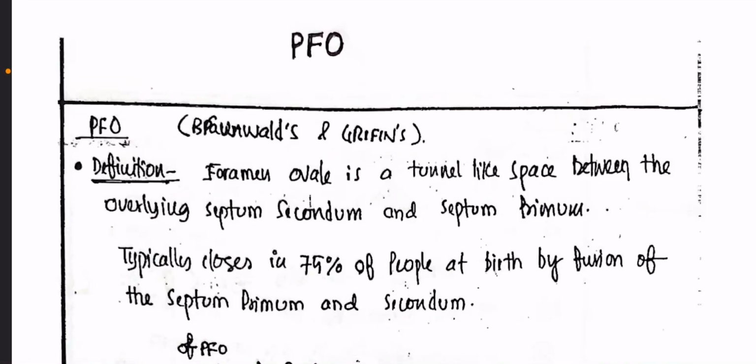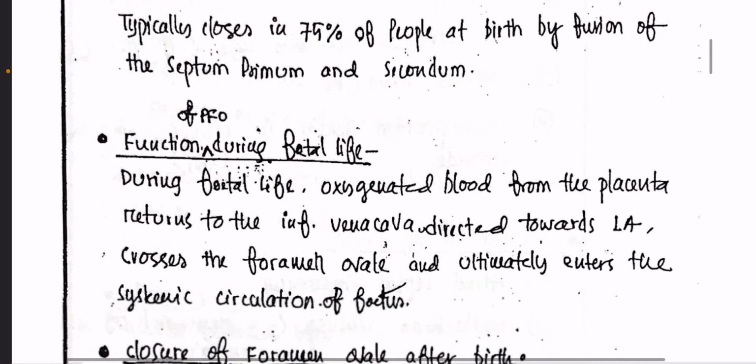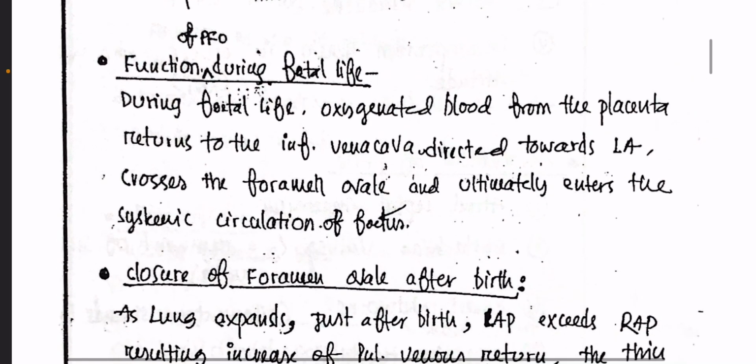PFO, patent foramen ovale. Definition: foramen ovale is a tunnel-like space between the overlying septum secundum and septum primum. Typically closes in 75% of people at birth by fusion of the septum primum and secundum. Now, function of PFO during fetal life.